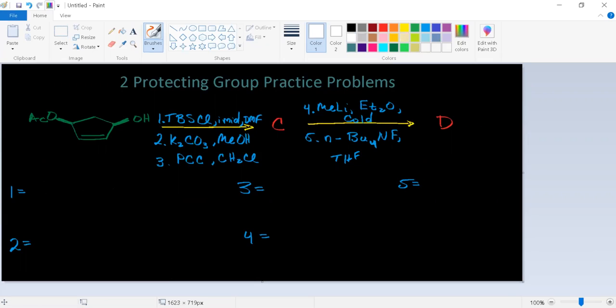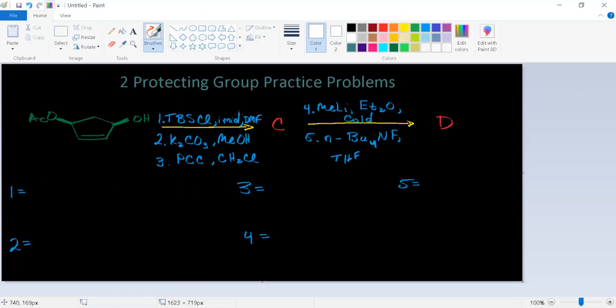So in the first step here, number 1, we have TBSCl with some imide and DMF. DMF is just our solvent. TBSCl, sometimes a few textbooks might refer to it as TBDMSCl. It's the same thing. It's just tert-butyl dimethylsilyl chloride. We know that to be a good protecting group for alcohols.